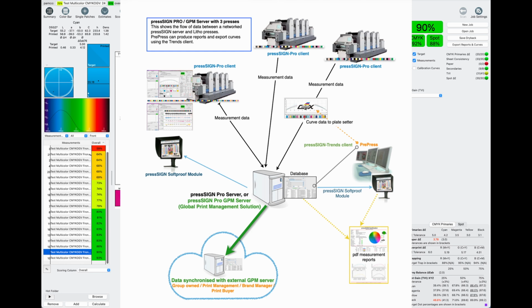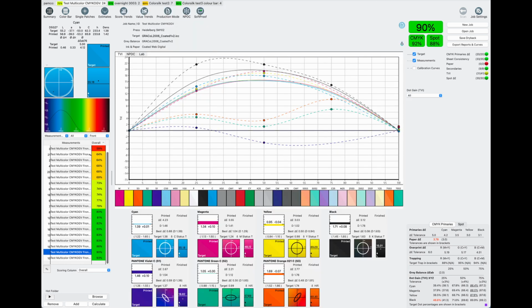You've got pressSIGN Pro, which is what the operator on the floor uses for scanning. And then for the managers looking at the bigger picture, that's pressSIGN Trends. It's the analytical engine, letting managers see historical performance or compare presses. And I see there's pressSIGN Digital too. Yeah, that's more for strict verification against standards like ISO 12647-7, mostly for digital presses.